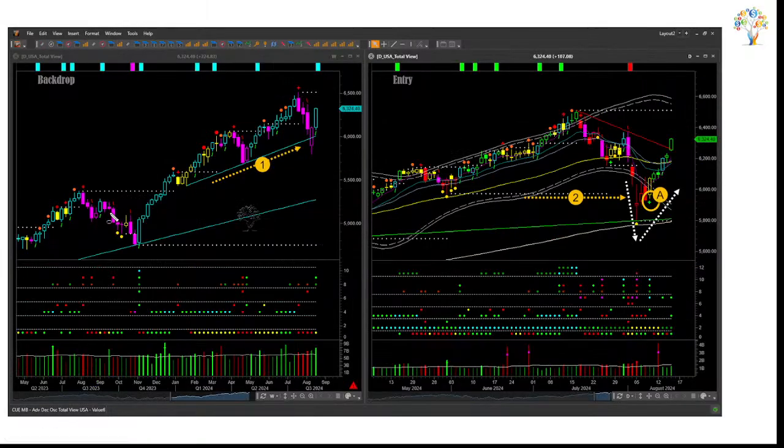Now comes the broadest of all custom indexes, that is USA total view, and this is the at-a-glance weekly and daily chart of the USA total view. The weekly held memory support, did not create a false downside breakout, held. Daily created a false downside breakout at the watermark support. It broke but very quickly recovered.